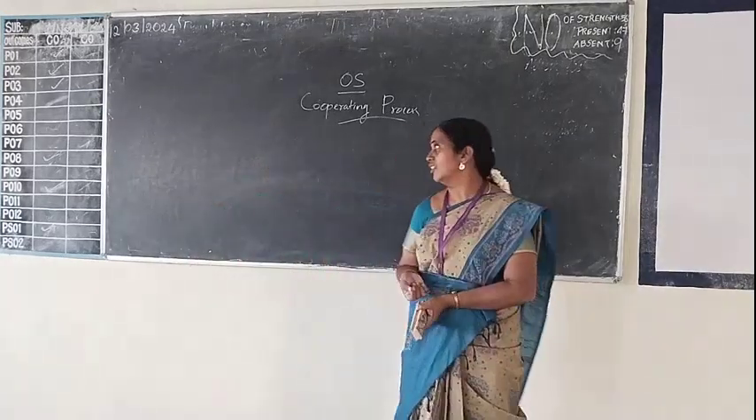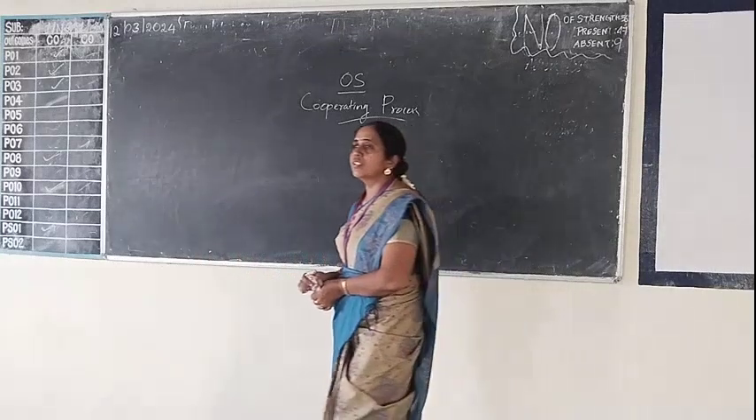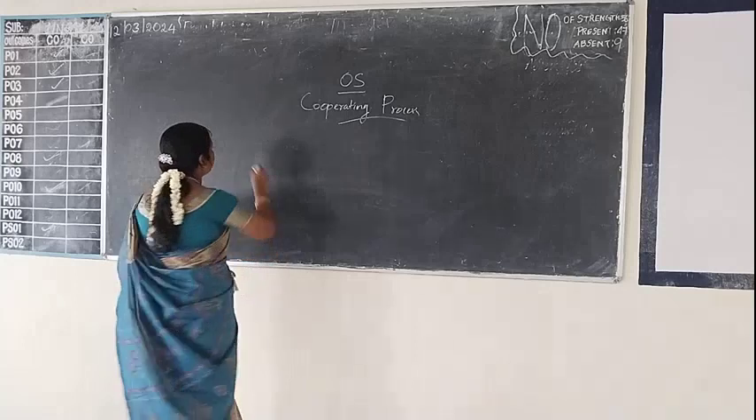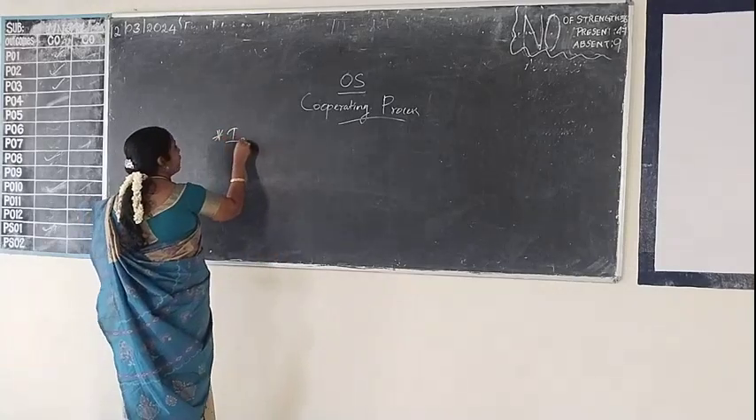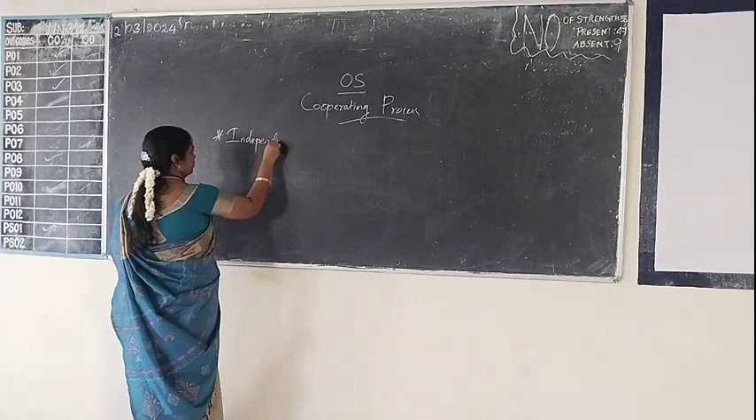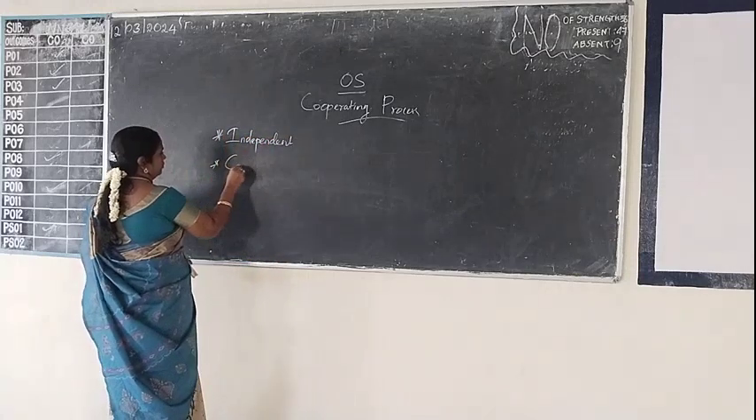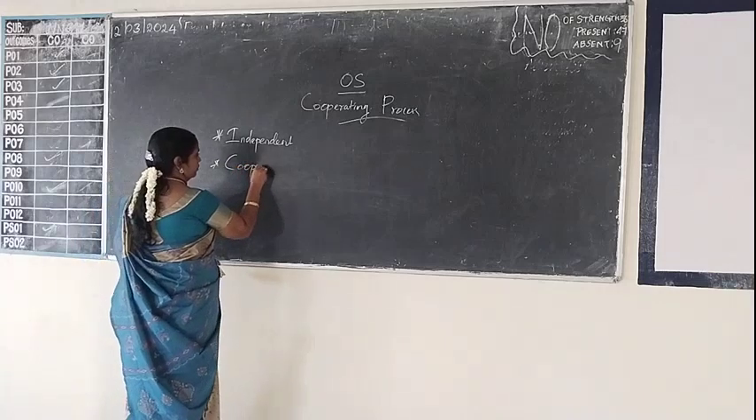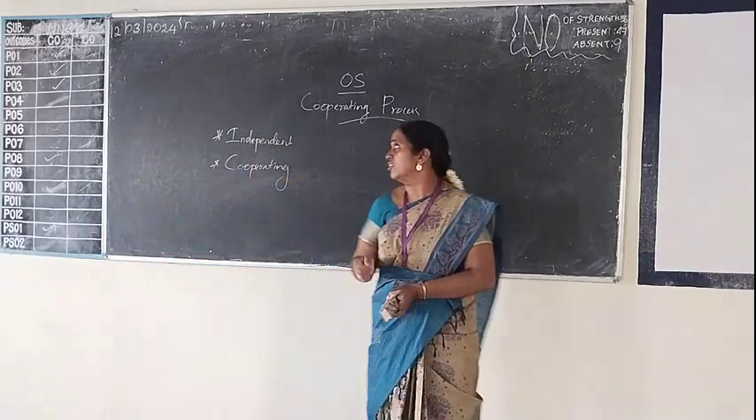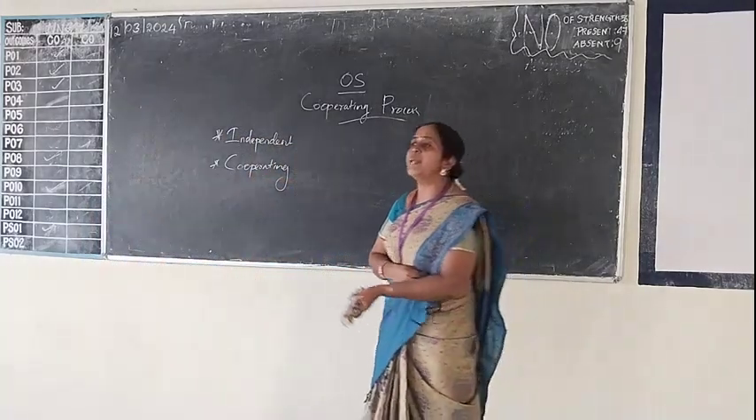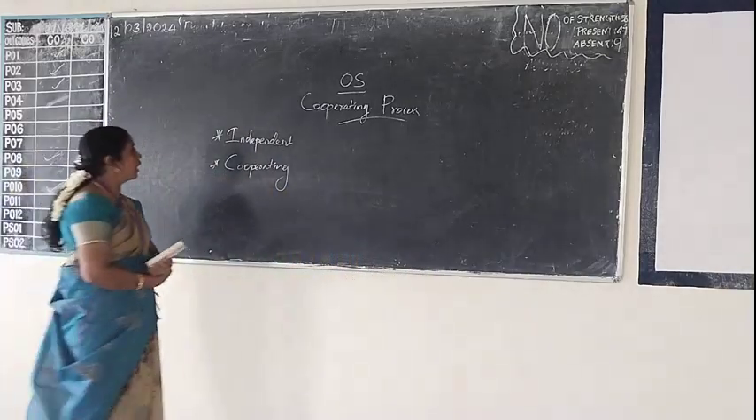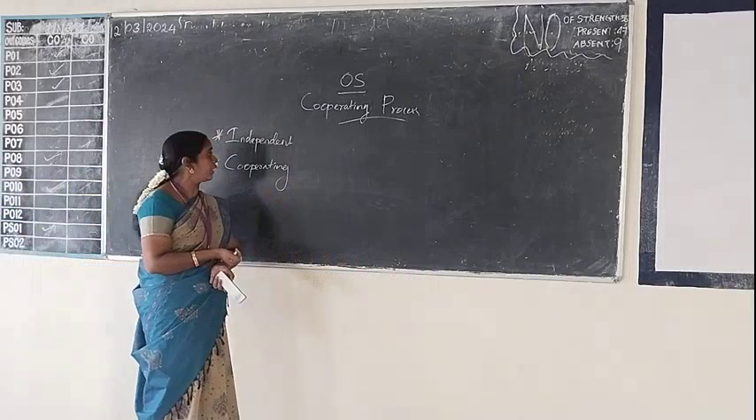Okay, now we are going to discuss cooperating classes. There are two types of classes available. First one is independent classes and the second one is cooperating classes. A class is called an independent class if the process is not affected by any other process executing in the system.